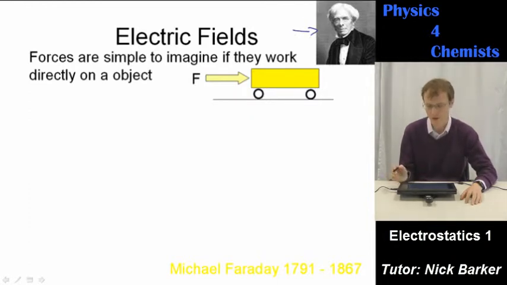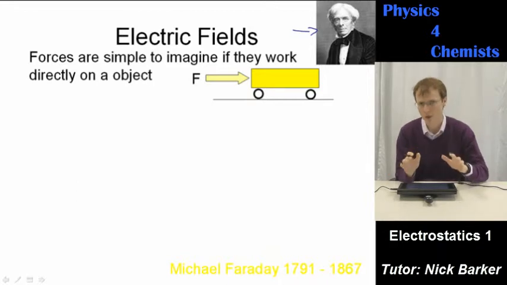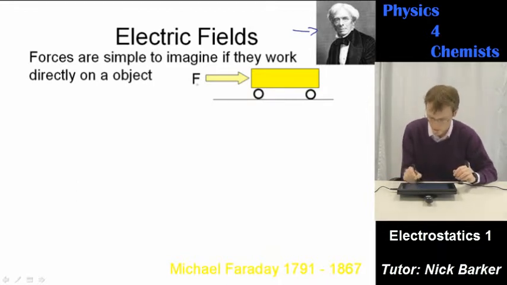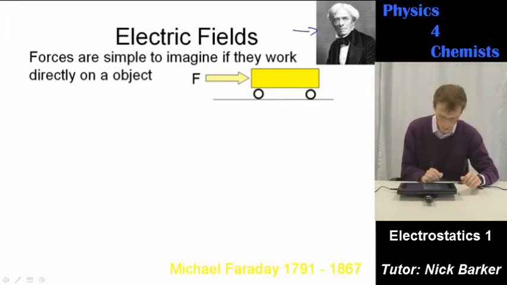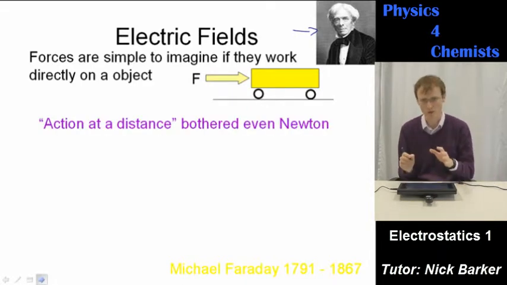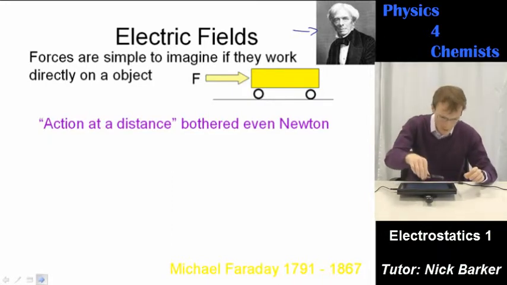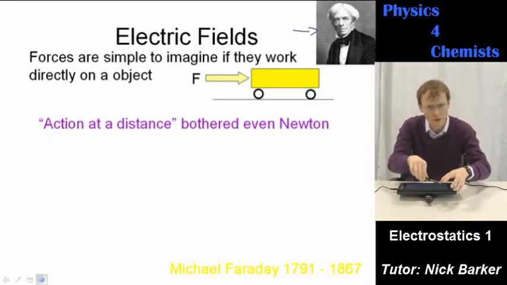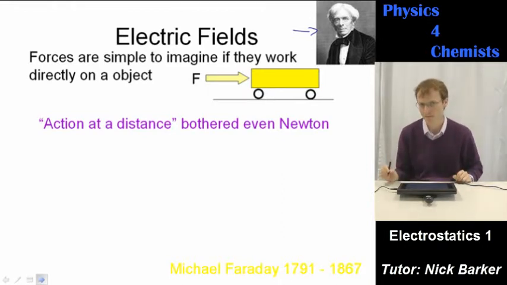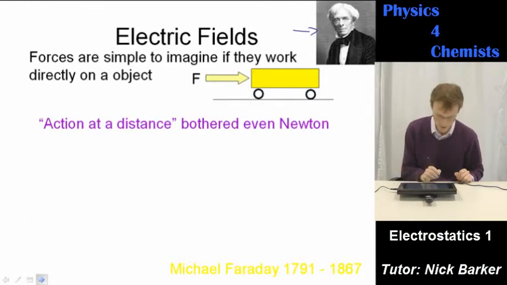Forces are easy to imagine if they work directly on an object. If you're pushing this little cart here, it moves along. That's easy for us to understand. Well, what we seem to have with electrical charges, and also magnets, so we're not going to talk about that, is that you can apparently move things even though you're not touching them directly. Action at a distance was the term coined for that, and that bothered even Newton. And so how does that happen? Newton wasn't happy with that either.